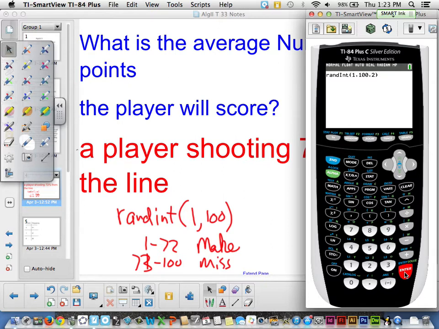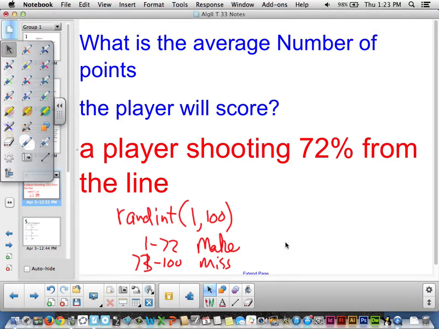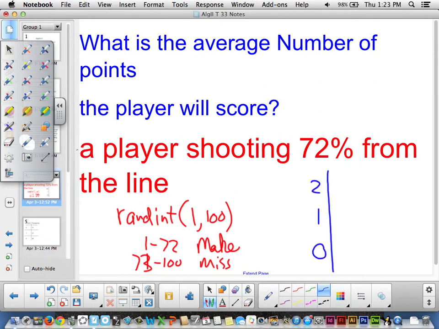All right, so the first time to the line, he gets 77 and 39. So the first time, he misses the first one, so he doesn't get that second one. So the first simulation, he will score 0 points. So you're going to make a table. The first time, he gets 0 points.